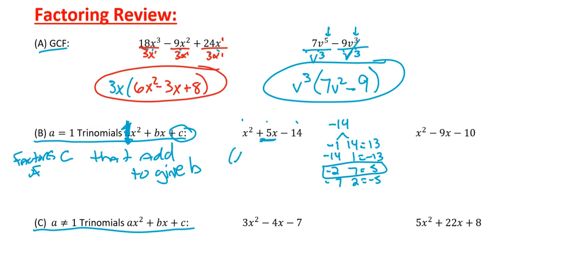So we would just write two binomials. It'll be x minus 2 and x plus 5.